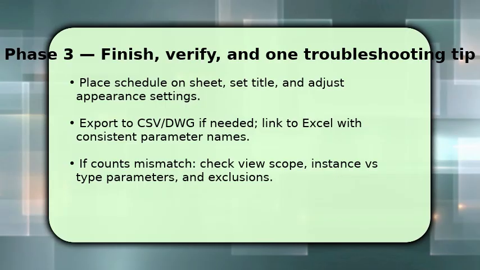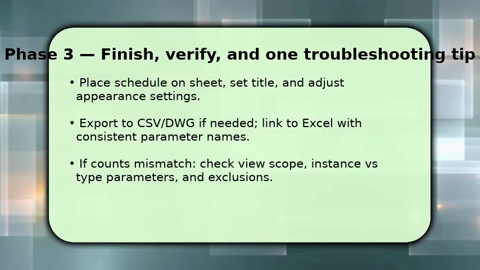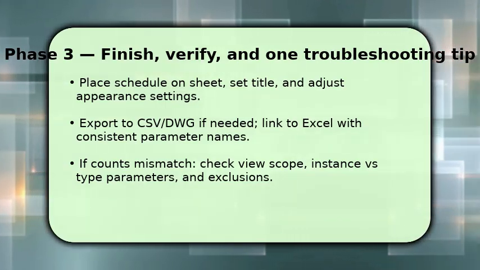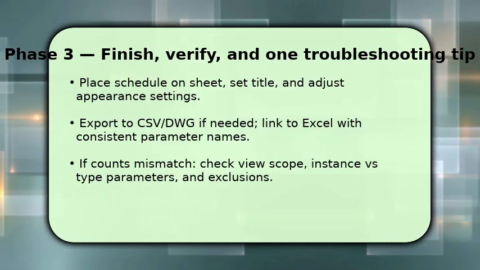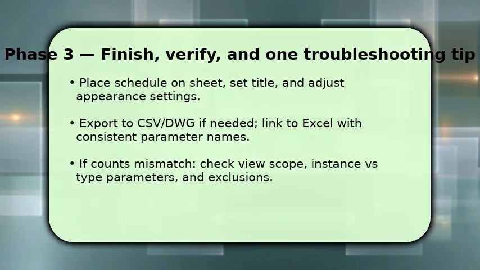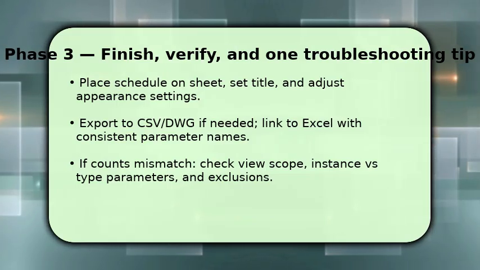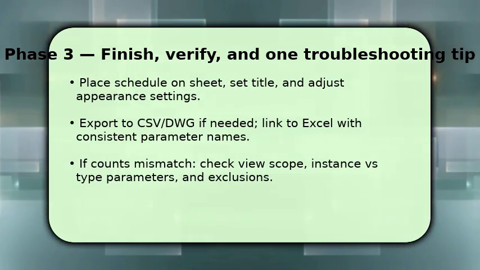Finally, double-check counts and totals against model views. If something is off, verify view scope, confirm instance versus type parameters, and inspect filters or exclusions. Fixing those usually resolves mismatches quickly.